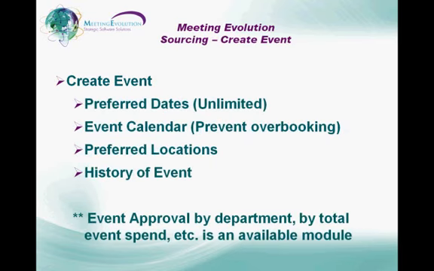When you create the event, some of the things that we have available in Meeting Evolution is you can set your preferred dates, an unlimited number of dates that you can search. We also have an event calendar available, which helps to prevent overbooking. You can include your preferred locations that you're going to search, and if you can provide any type of event history, that definitely helps the suppliers that are looking at your event. What did this event do in the past? How many people came? If you know what the peak room nights are, or the largest meeting space, it really helps them to see whether the meeting fits in their property.